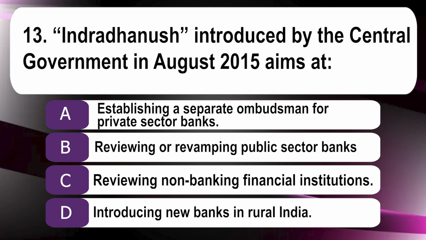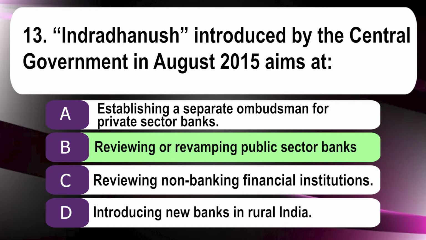Establishing a separate ombudsman for private sector banks. B. Reviewing or revamping public sector banks. C. Reviewing non-banking financial institutions. D. Introducing new banks in rural areas. The correct answer is B. Reviewing or revamping public sector banks.